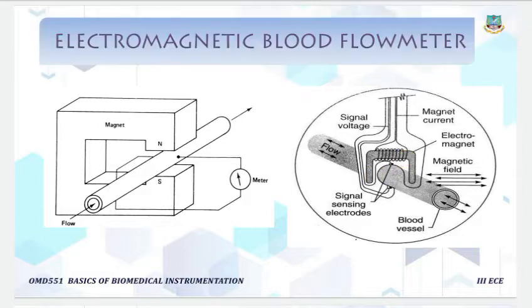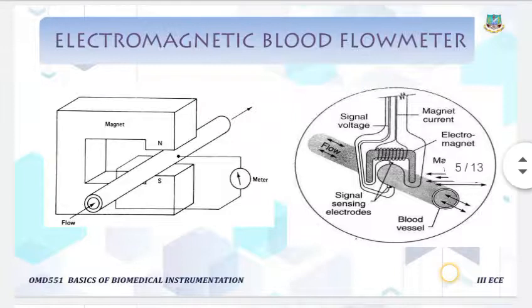So the voltage induced in the moving blood column is measured with the stationary electrode. These are the two electrodes. These electrodes are mainly used to measure the voltage in this blood column, located on the opposite side of the blood vessel and perpendicular to the direction of the magnetic field.